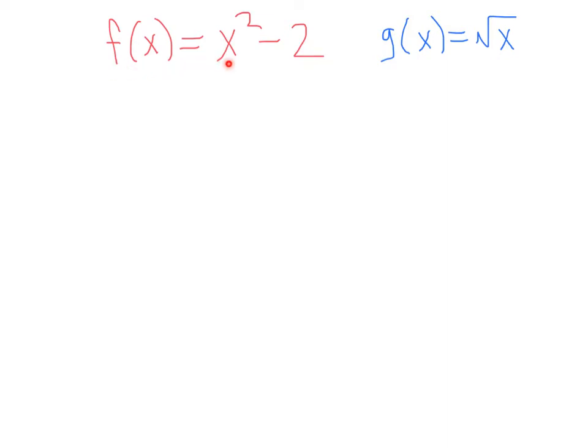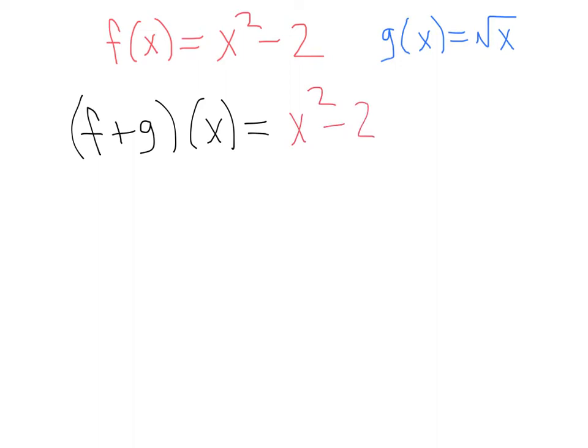Let's do one more example of these. We have f of x equals x squared minus 2, and g of x equals the square root of x. So let's go ahead and start with f plus g of x. We're just going to add our two functions. So our f is x squared minus 2 plus our g, which is square root of x.